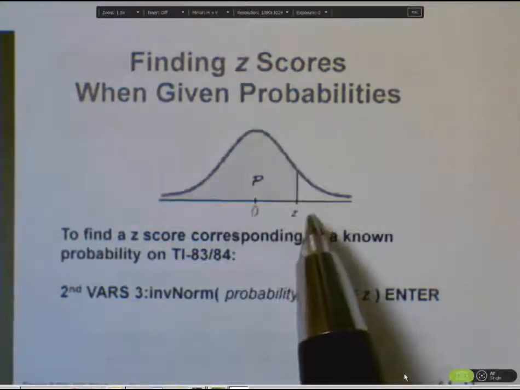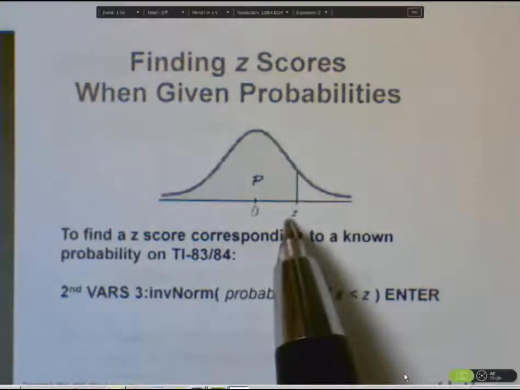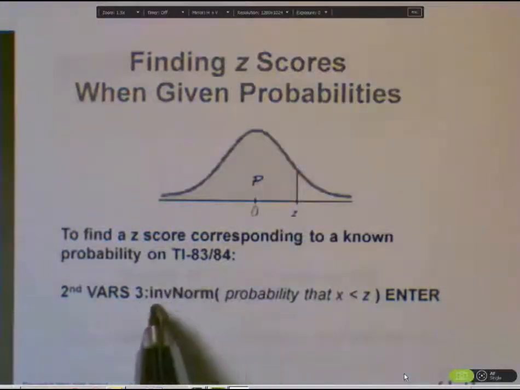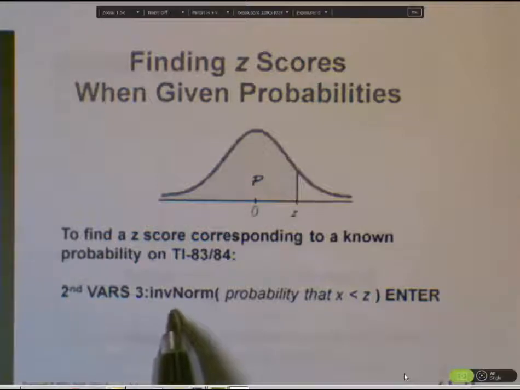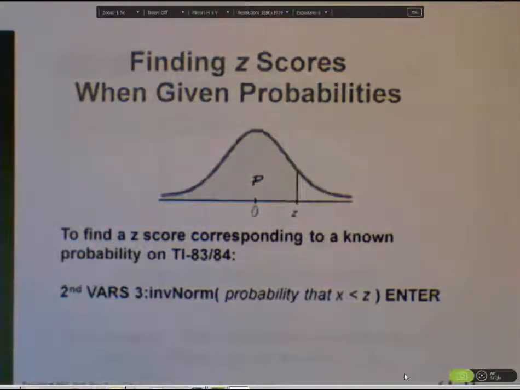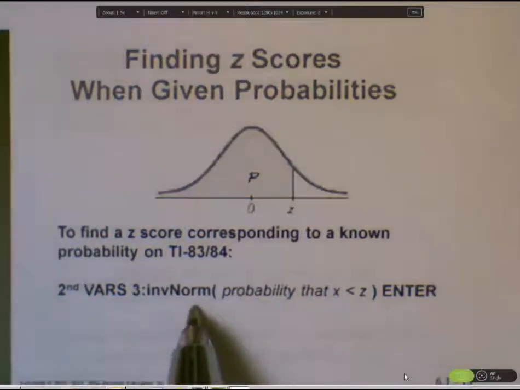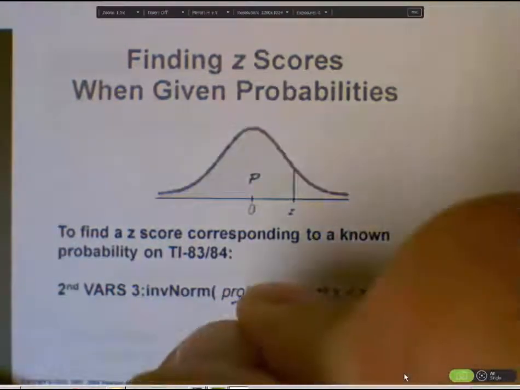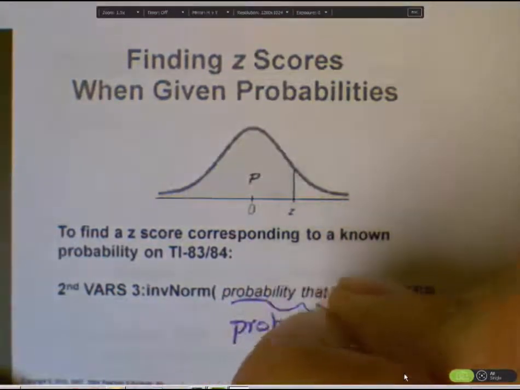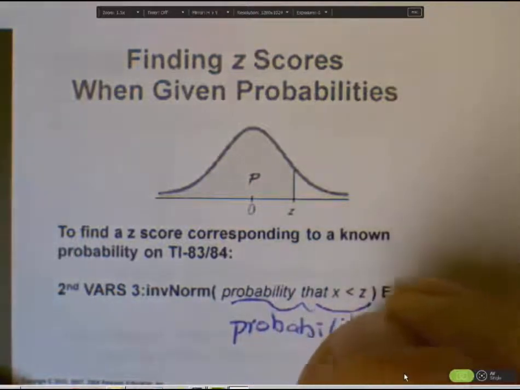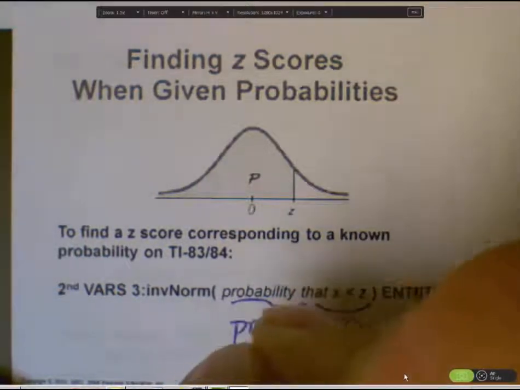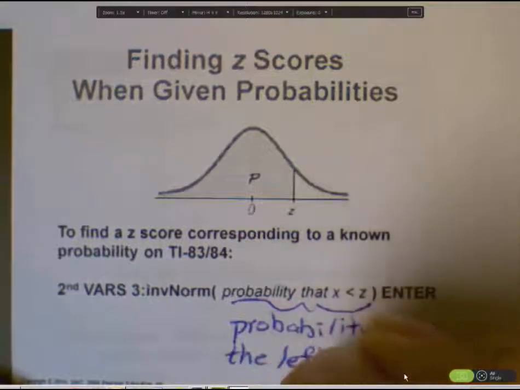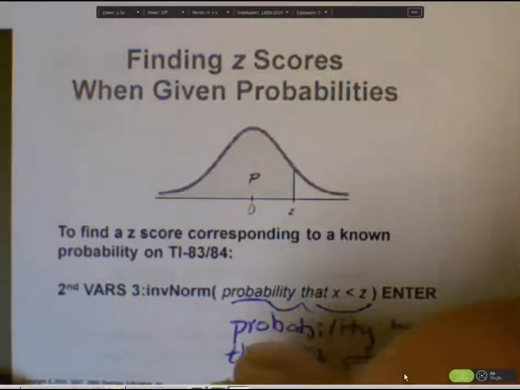I'm looking for a z-score, and whenever that is the case, I go one down below normal CDF on the VARS menu or the distribution menu and choose number 3, inverse norm. When I choose inverse norm, I always, always, always have to enter the probability to the left of the desired score.